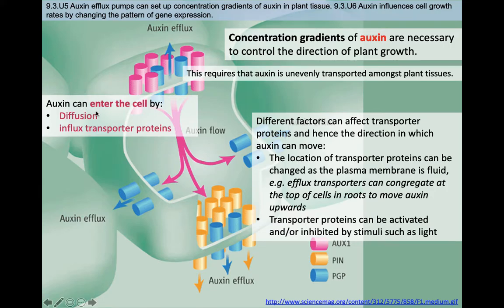So how does auxin enter the cell? By diffusion and through influx transporter proteins. I've never seen questions on this, but you never know. Different factors can affect transporter proteins and hence the direction in which auxin can move. The location of the transporter proteins can be changed as the plasma membrane is fluid. So efflux transporters can congregate at the top of a cell in the roots to move auxin upwards. Transporter proteins can be activated or inhibited by stimuli such as light. Once again, I've never really seen any questions on this, but it is an expectation that you do need to know.